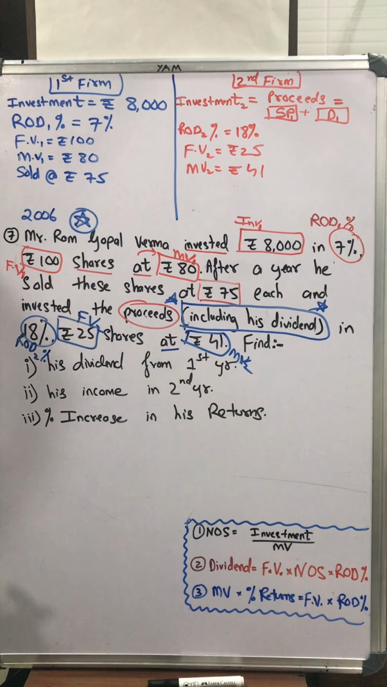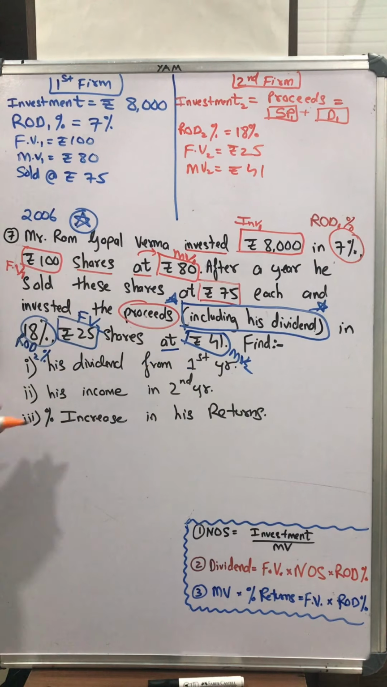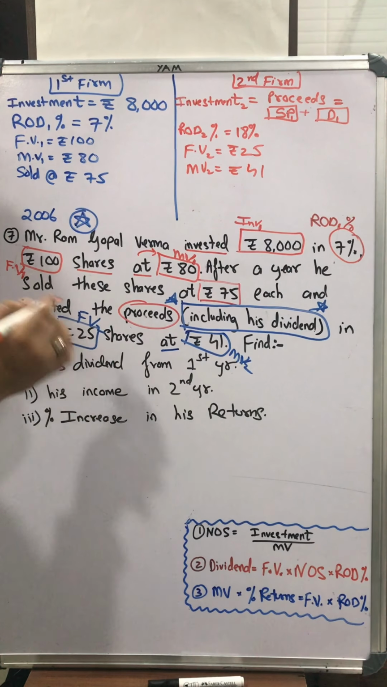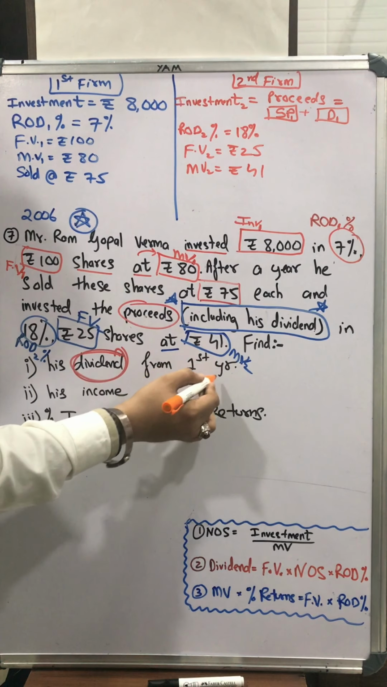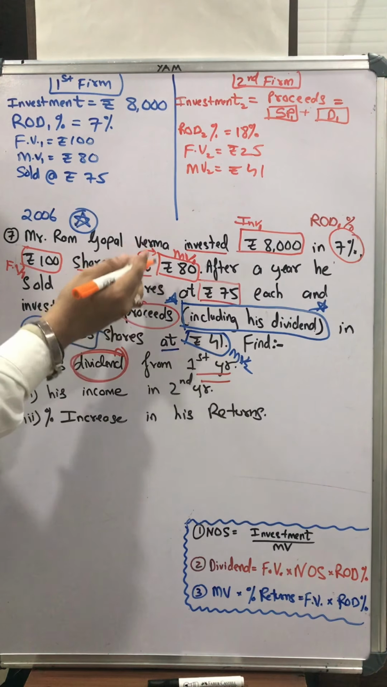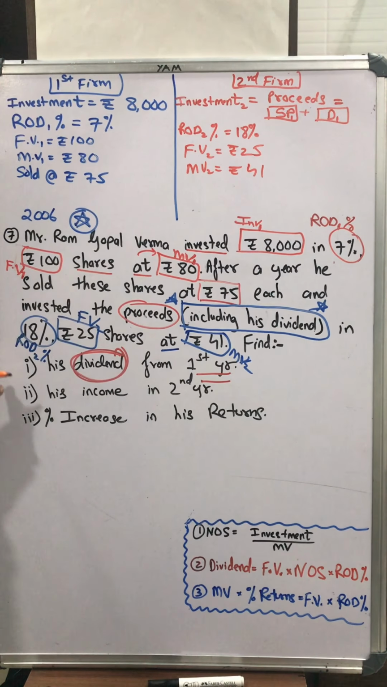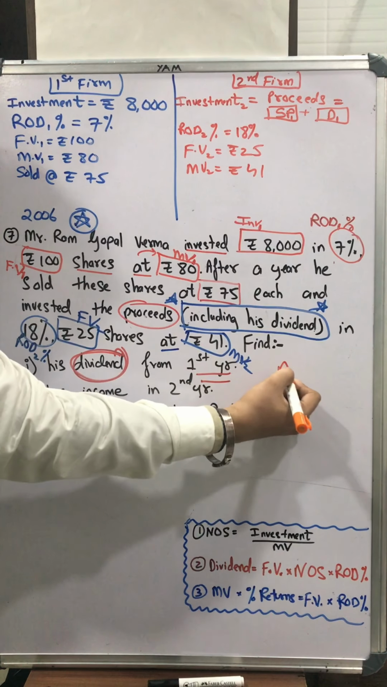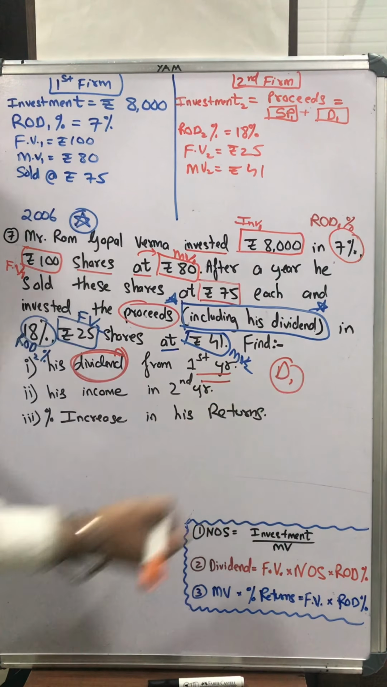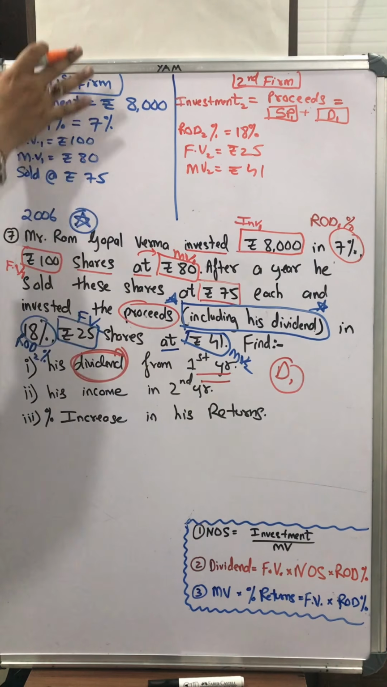Find his, now 3 things are asked to us. Okay, what are the 3 things asked to us? Please see here. His investment from the first year, his dividend from the first year. So in the first year, Mr. Ram Gopal Verma was holding the shares of first firm. That means we need to find the first thing as D1, that is dividend obtained by the first firm, or dividend obtained in the first year, because in the first year he was holding the shares of first firm.